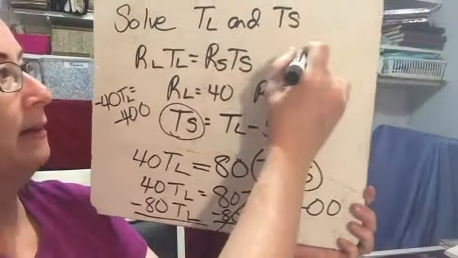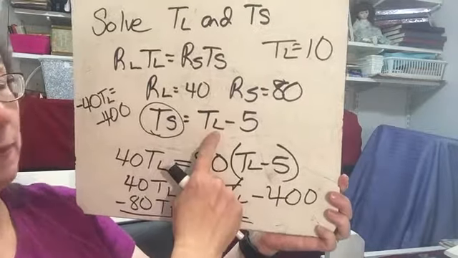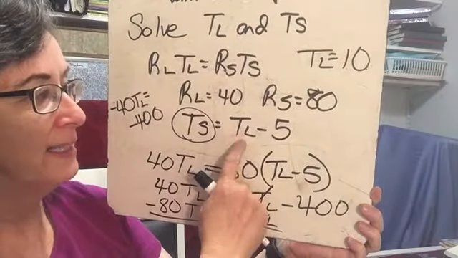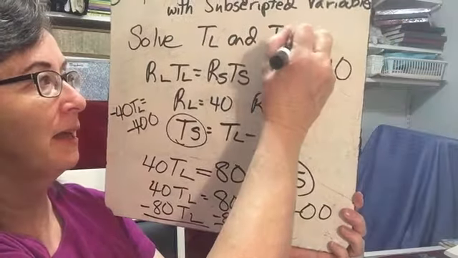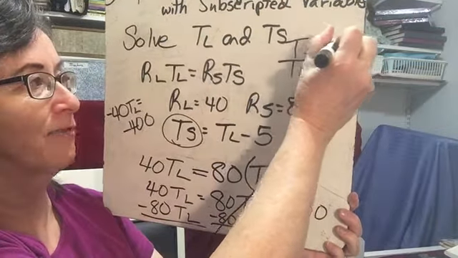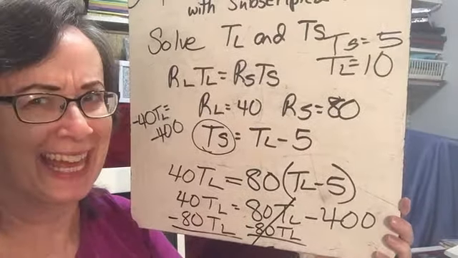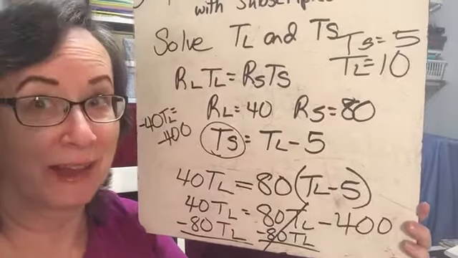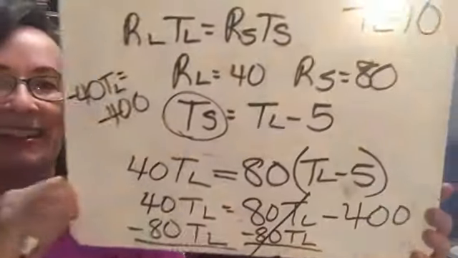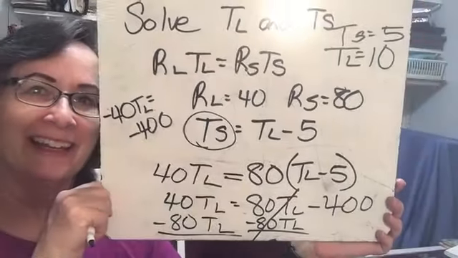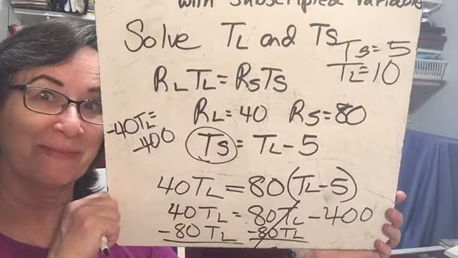So T sub L is 10. Well, if T sub L is 10, 10 minus 5 is 5. So time of sis is 5. So it takes her 5 hours. They didn't really say in the problem. It takes her half the time because she's going double the speed. Look at those. Pretty soon we got one more example, and then you get to do some by yourself.